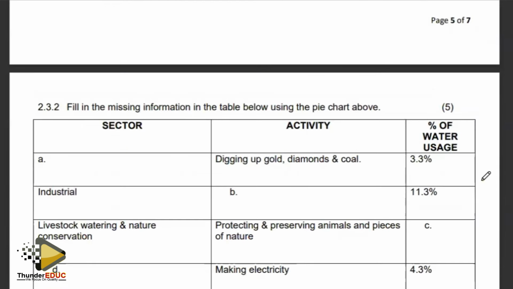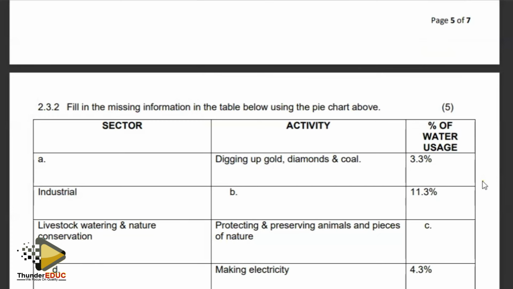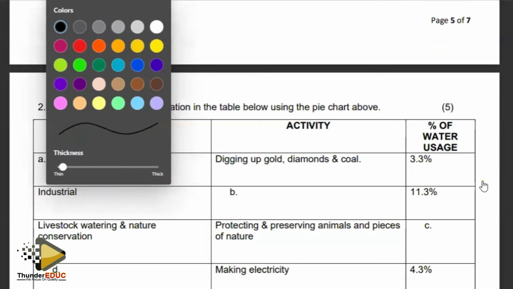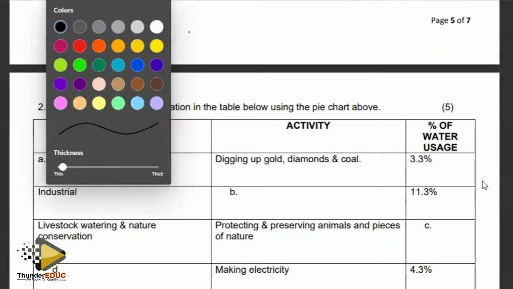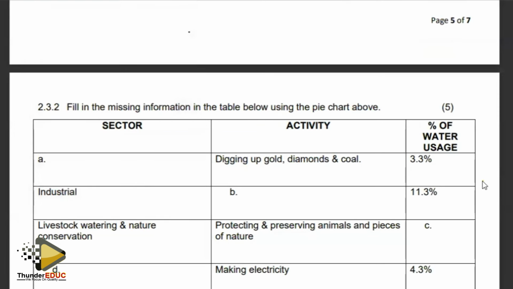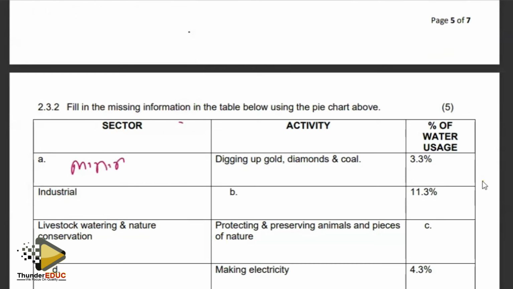Then we're going to fill in the following information in the table below using the pie chart. All right, let's see. A, the one that is 3.3, it's mining. In A, we have mining. The answer is mining.